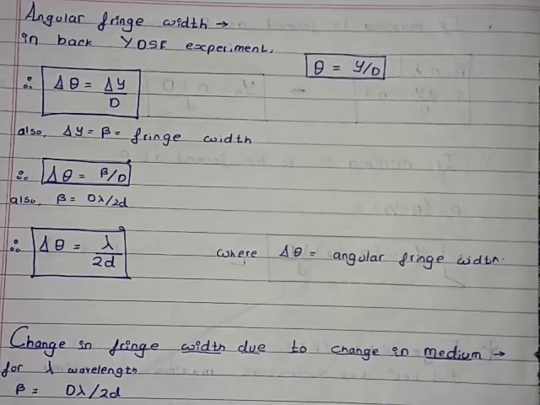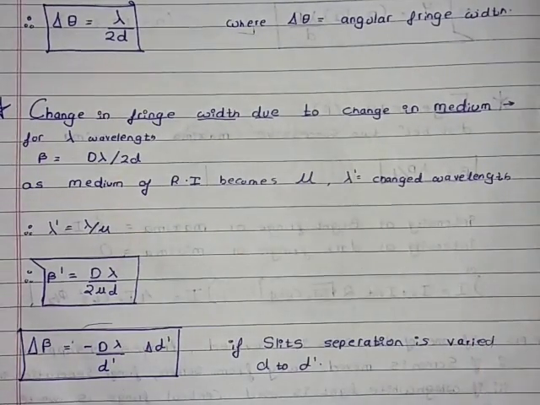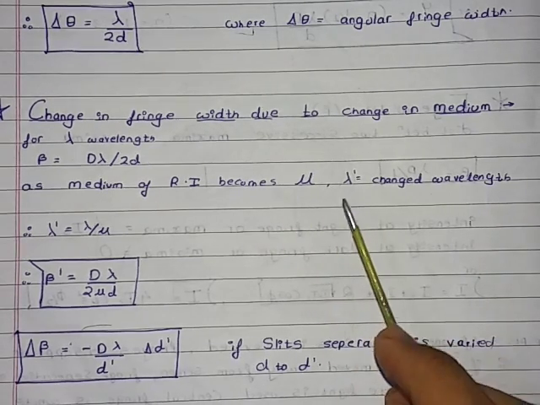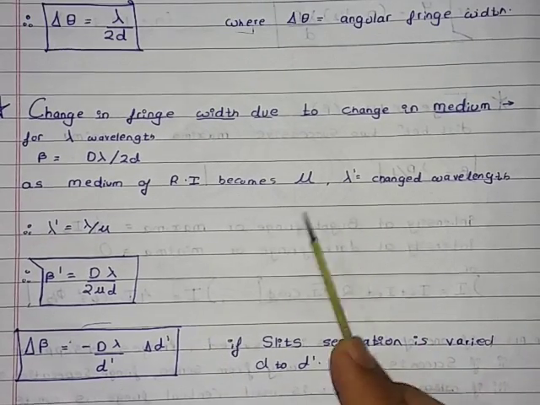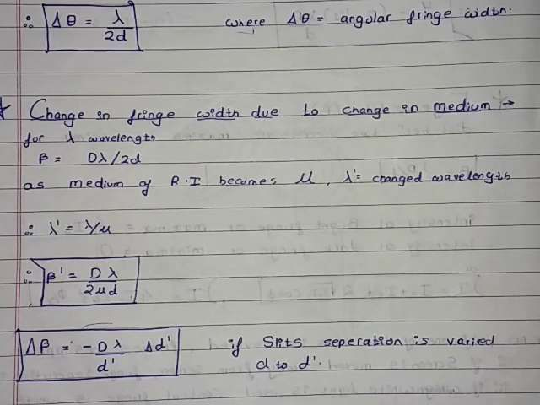So, change in fringes due to change in medium. Now, if between the slits we take some other medium of some other refractive index for wavelength lambda, then beta is of course D lambda by d. If the medium becomes nu, and lambda dash is the changed wavelength, then lambda dash would become lambda upon nu. That's quite obvious, because the wavelength varies inversely with the refractive index. So beta dash equals D lambda upon nu d, or we can say D upon d into lambda by nu.